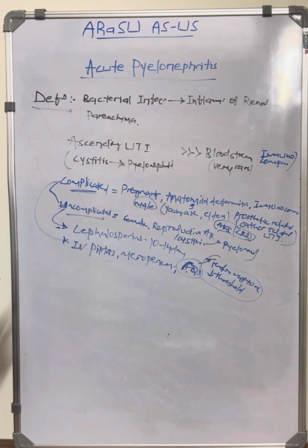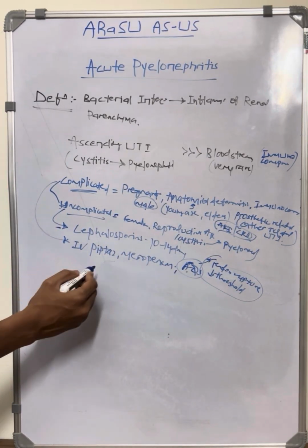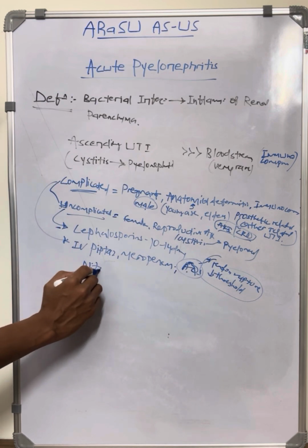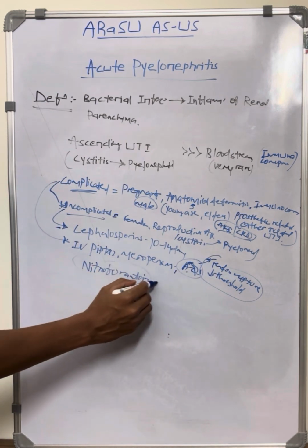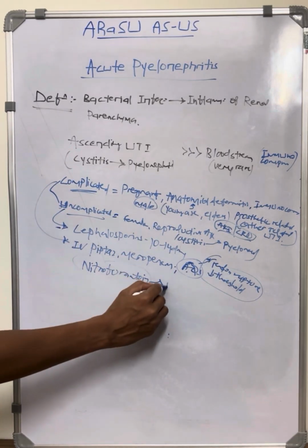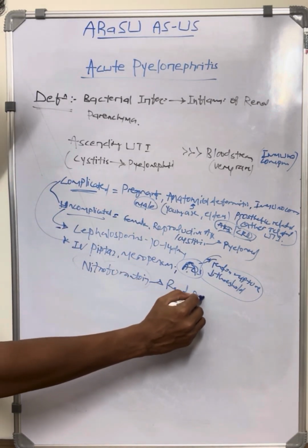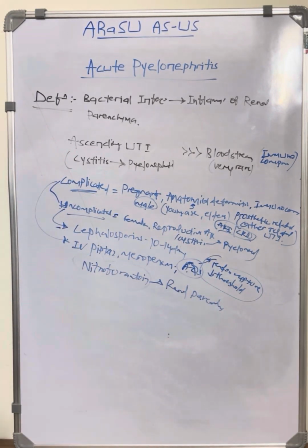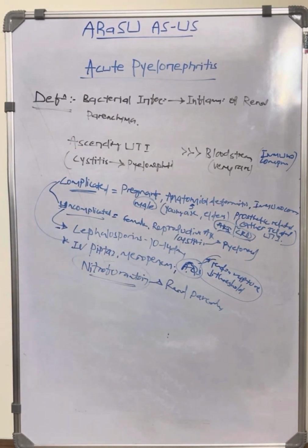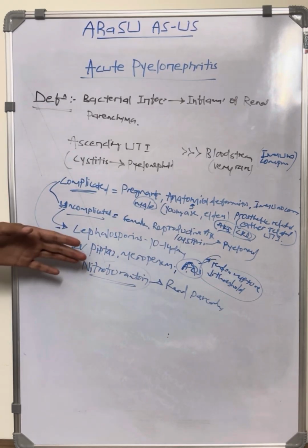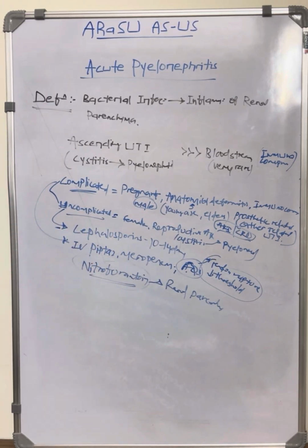And one more important point is, students or practitioners often use nitrofurantoin. But the problem is, this medication will not penetrate the renal parenchyma. So it is of no use in case of pyelonephritis. We have to remember this. This is one of the commonly misused medications in the medical field, nitrofurantoin.